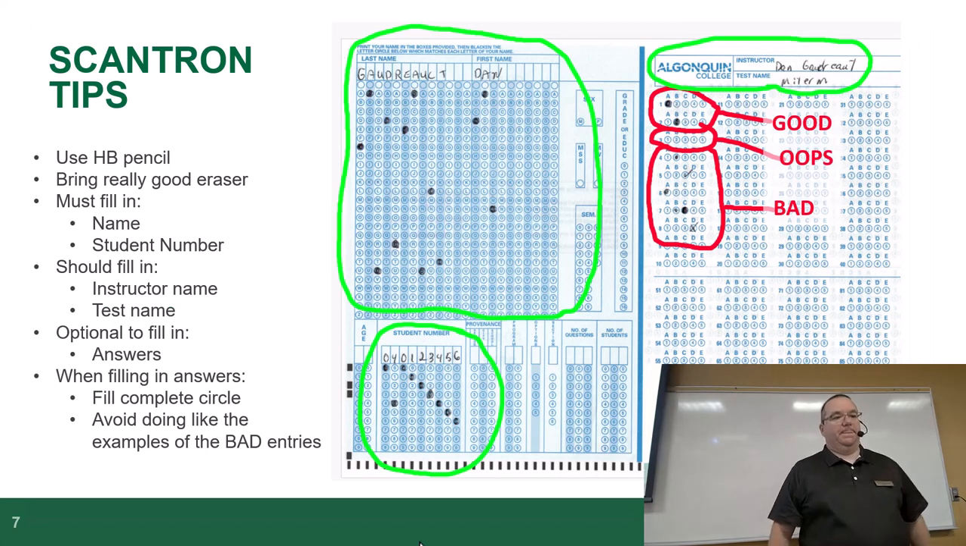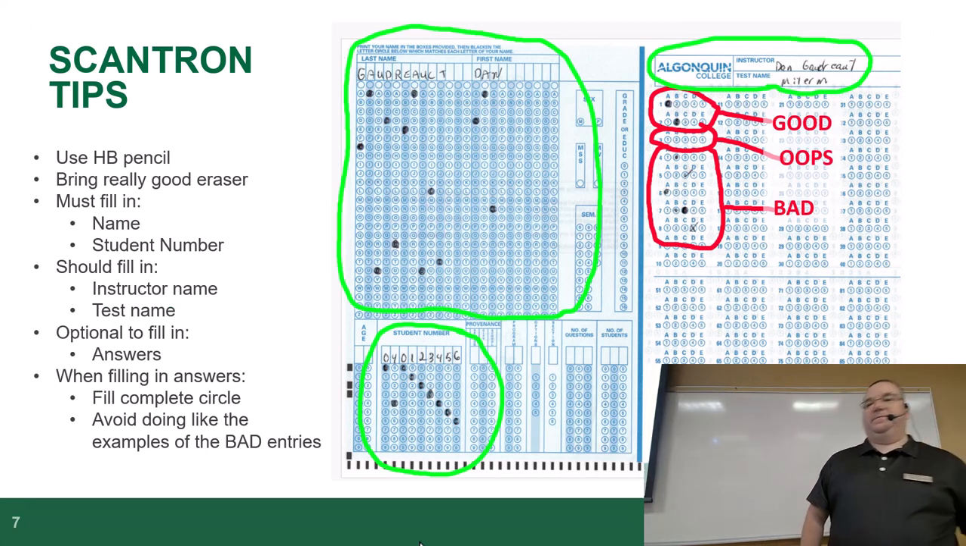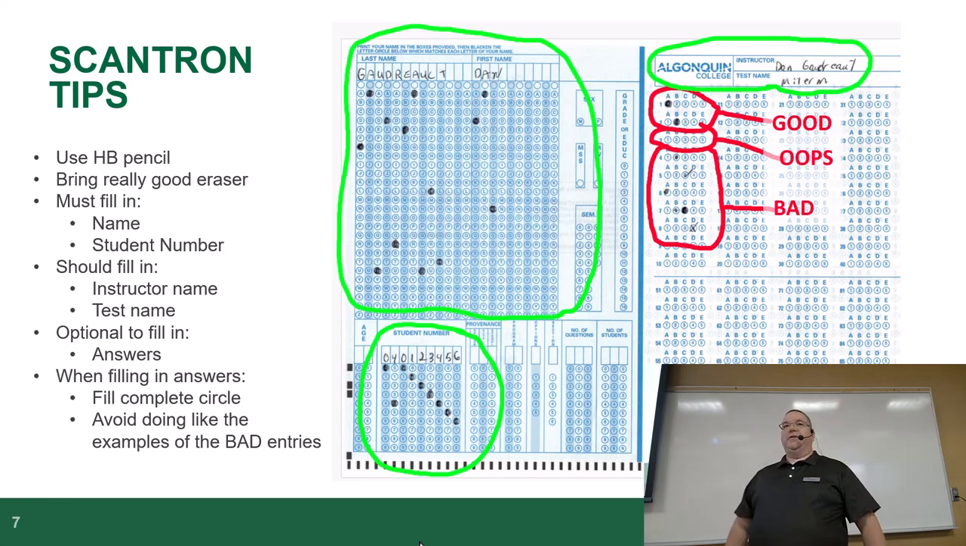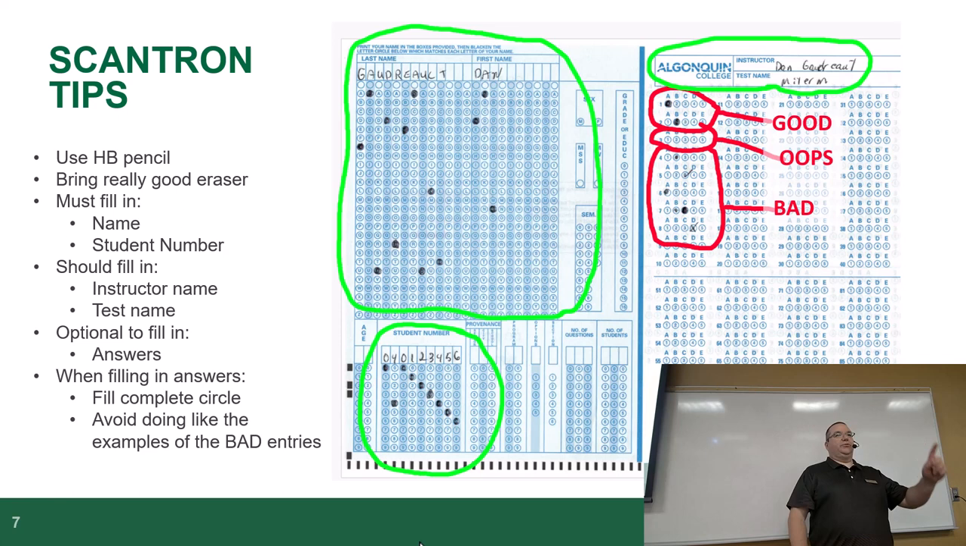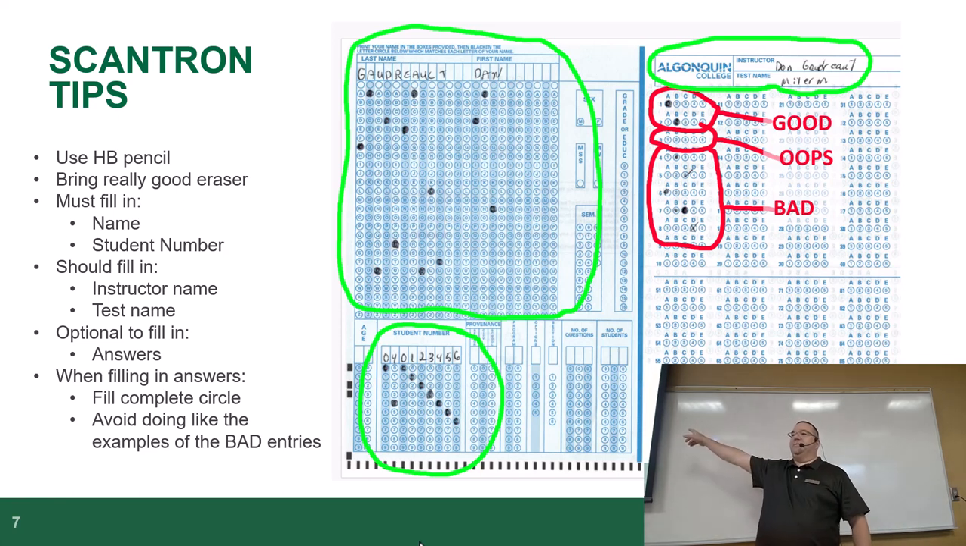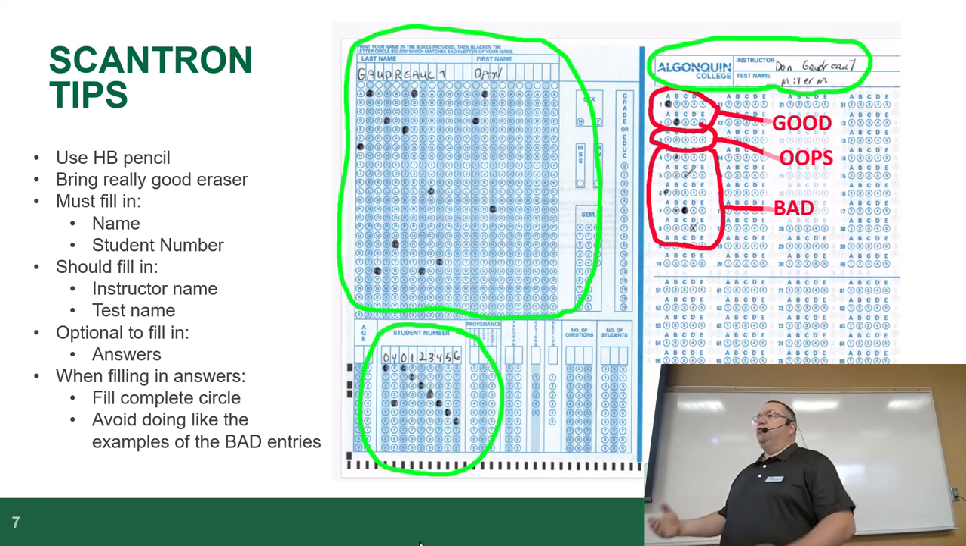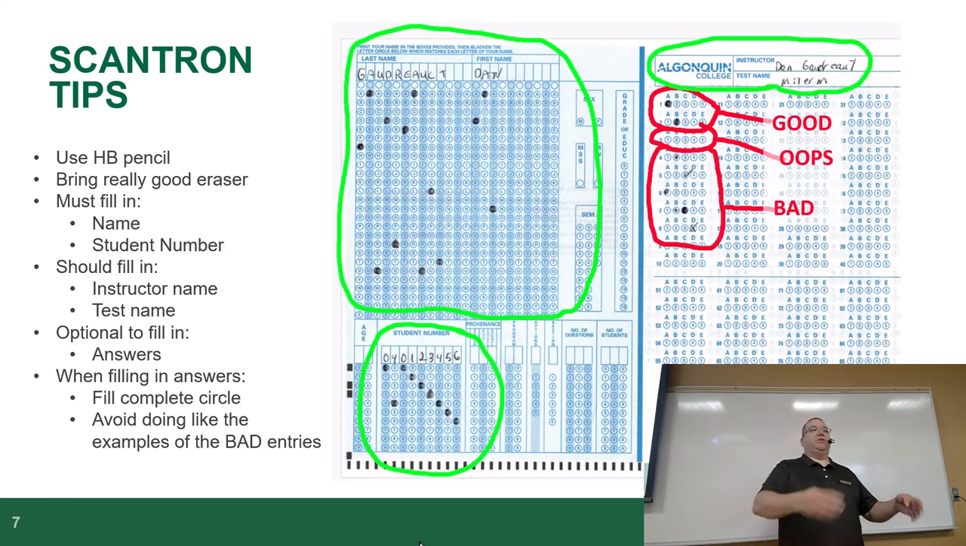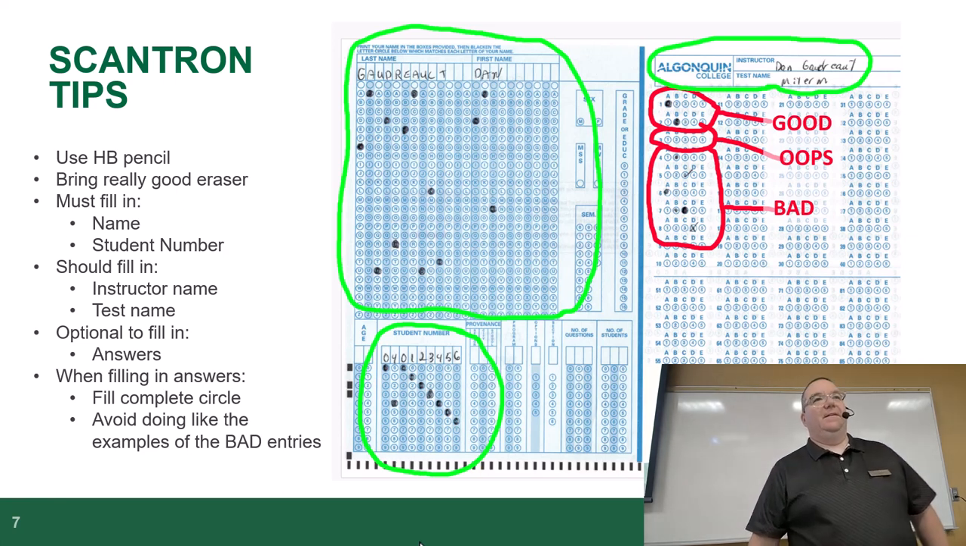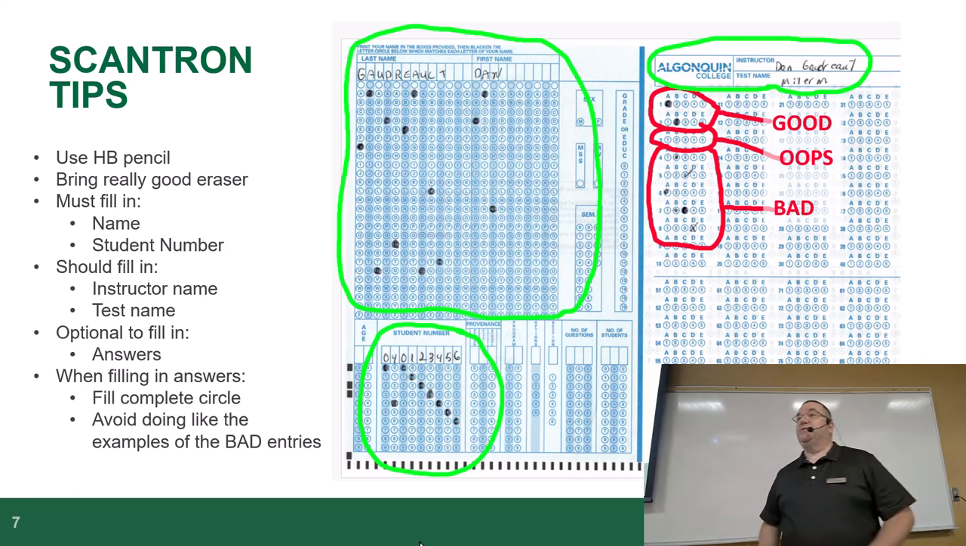Okay, Scantron tips. I'm sure none of your profs have actually properly discussed Scantron. First, don't do what I did with this. I used a pen. Why? Because my scanner didn't like my pencil. Okay? You must use a pencil. You use a pen, it will not scan. Why? Ink is not reflective. Graphite is. In case you ever wondered why you have to use a pencil on a Scantron sheet.